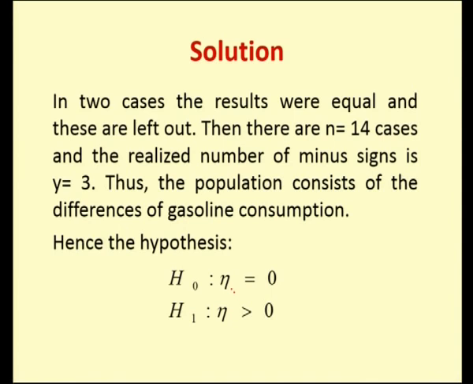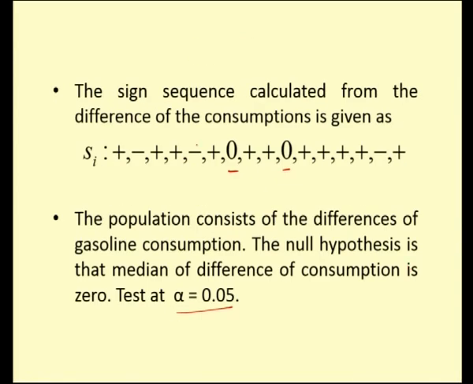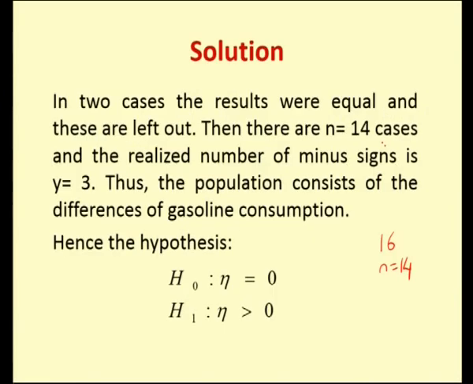So here, coming to the solution, in two cases the results were equal. So here totally 16 observations are there. I have shown that two observations are equal to 0, so your size reduces to 14, and the realized number of minus signs is, here it is 1, 2 and 3. So here y is equal to 3.